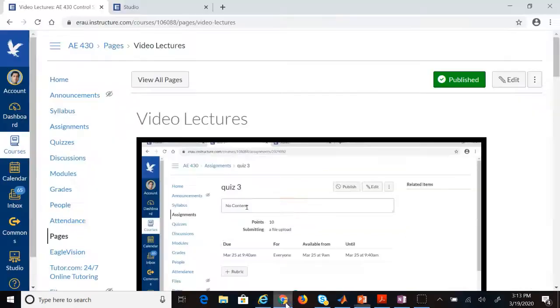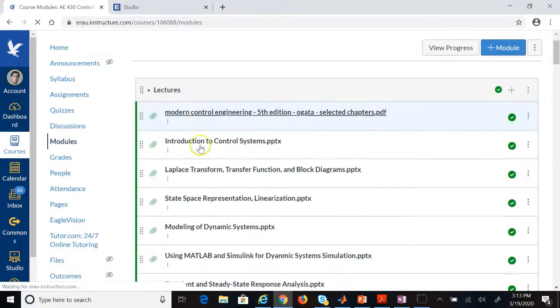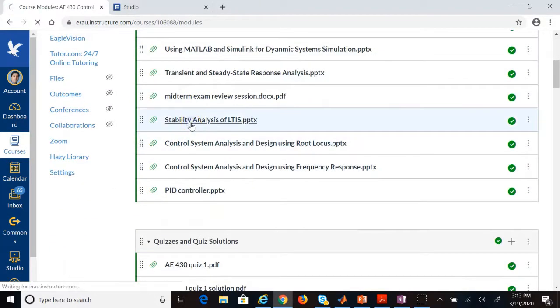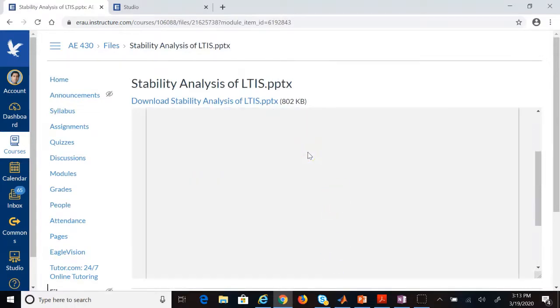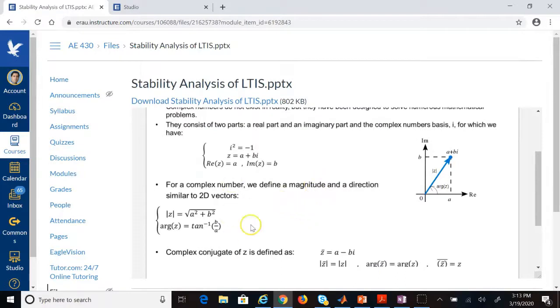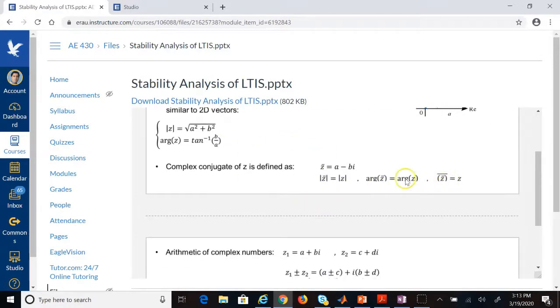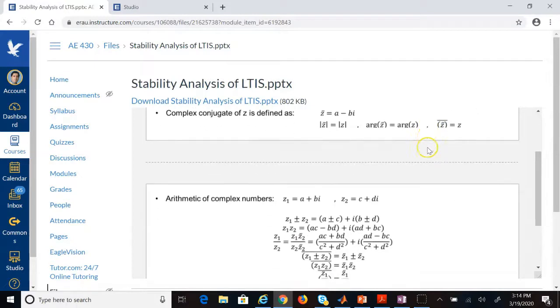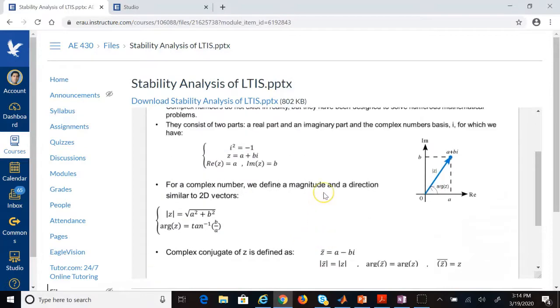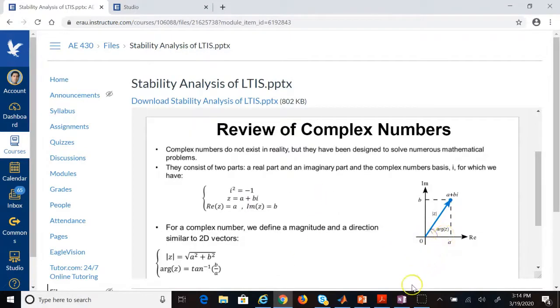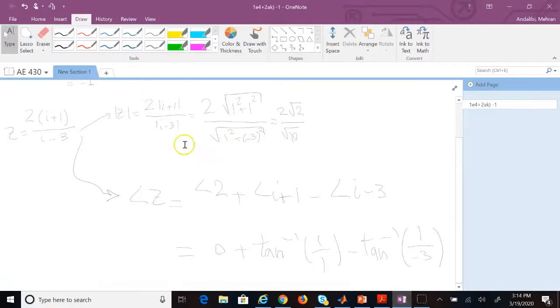And if you forgot again by any chance, you go back under modules and you go back to the previous chapter lecture we had, stability analysis of LTI systems. The first 2 slides of that are a review of complex numbers. So if you come here, you can see the definition of magnitude and phase, okay? And that Euler formula that we have used, you can refer to this, and hopefully this gives you enough info. If not, you can always come back and use this definition.